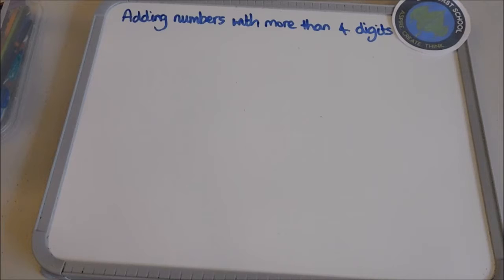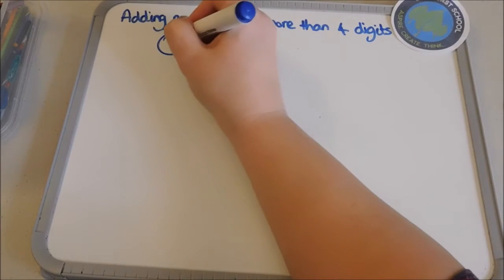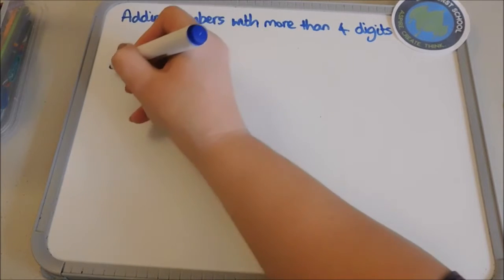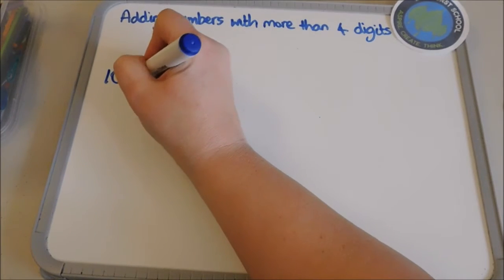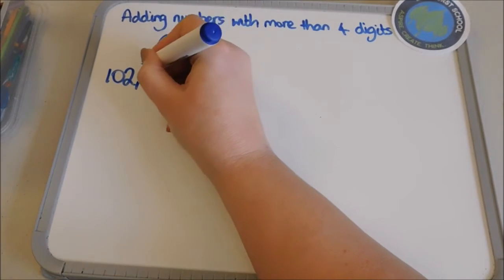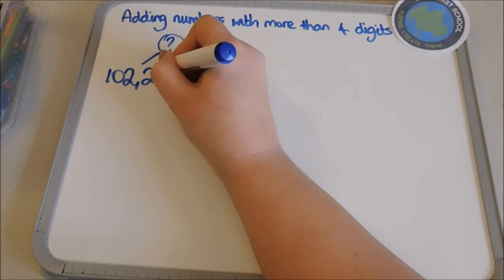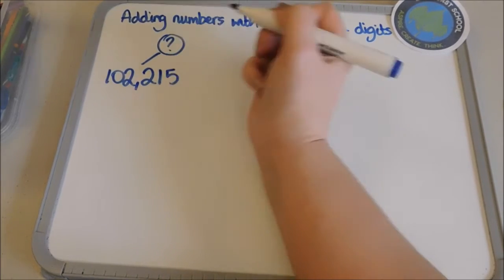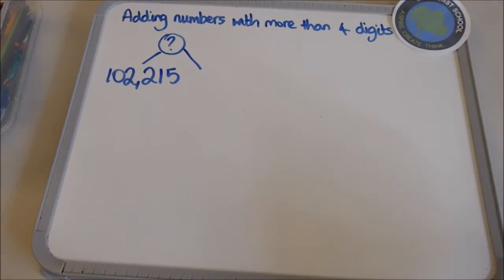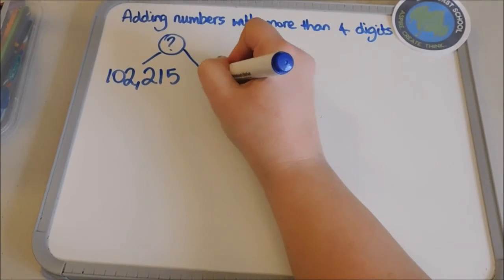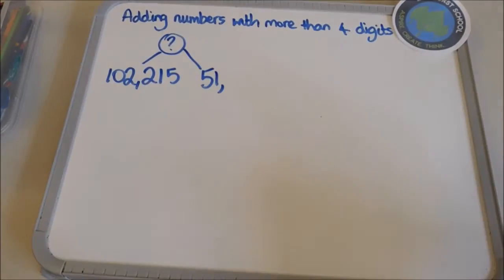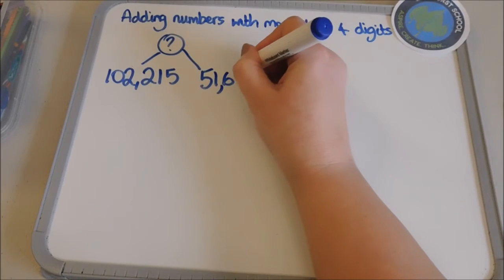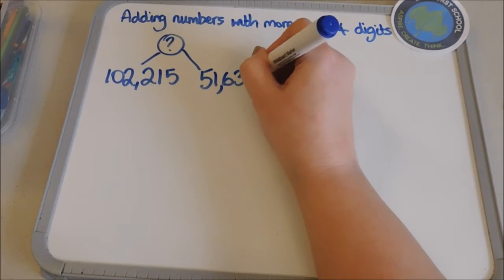Going to show you how to add numbers with more than 4 digits. So I am going to add 102,215 onto 51,633.